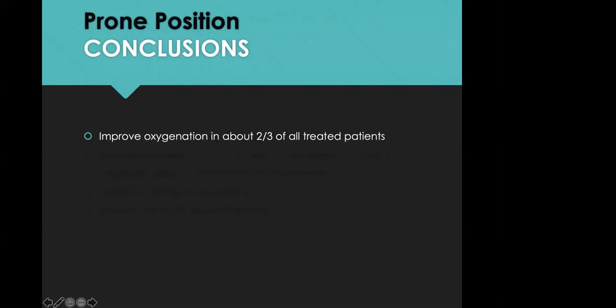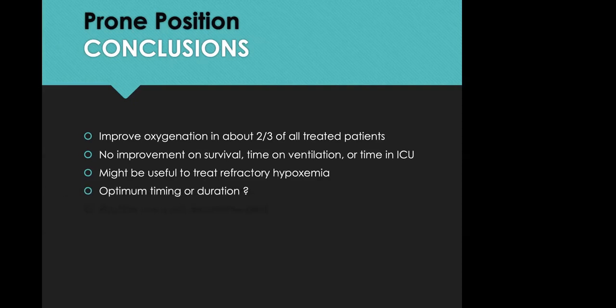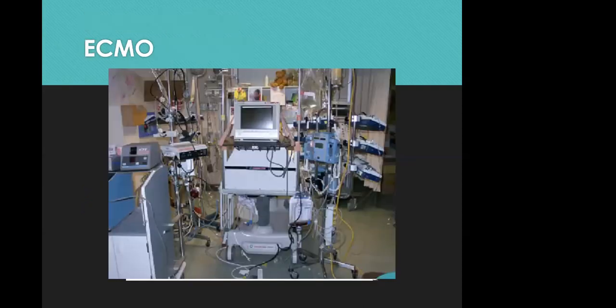So you will supinate the patient for 8 hours, then prone again. Keep in mind, proning will improve oxygenation in about two-thirds of patients, so 66% will improve, but some patients will not improve and may even worsen. There is no improvement in survival, but it decreases mortality, and there is no difference in ICU or ventilation time. It might be useful for treatment of refractory hypoxemia. Usually the prone position is indicated if the PF ratio is below 150. The optimal time and duration are still questionable. Routine use is not recommended, but less than 150 is recommended.